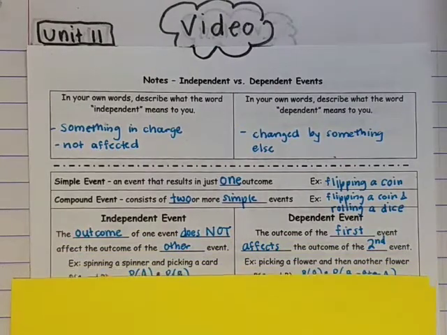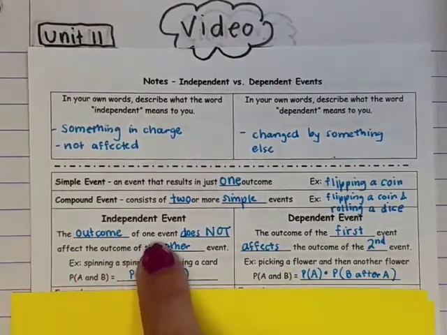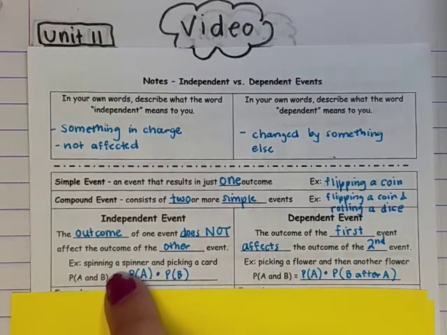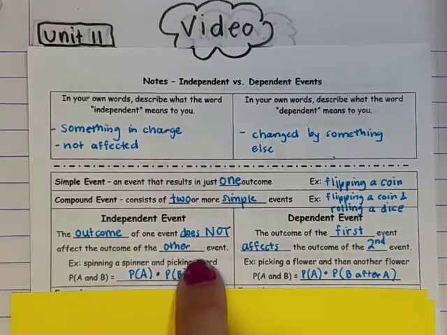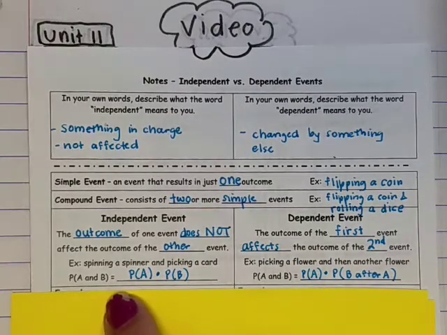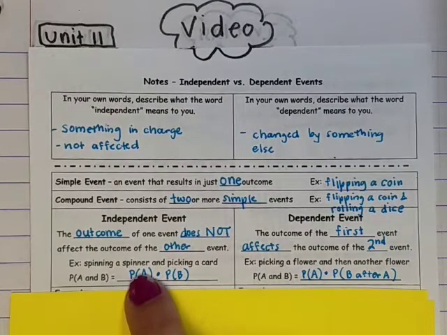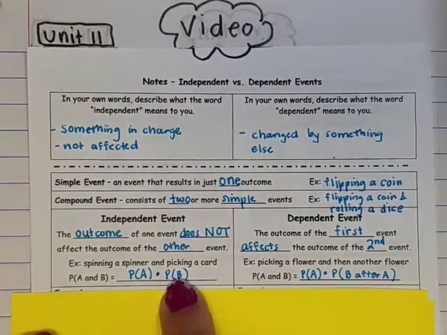Independent events is when the outcome of one event does not become affected by the outcome of the other. So for example, spinning a spinner and picking a card, one does not change the outcome of the other. So to find them, you just do the probability of your first event times the probability of your second event.